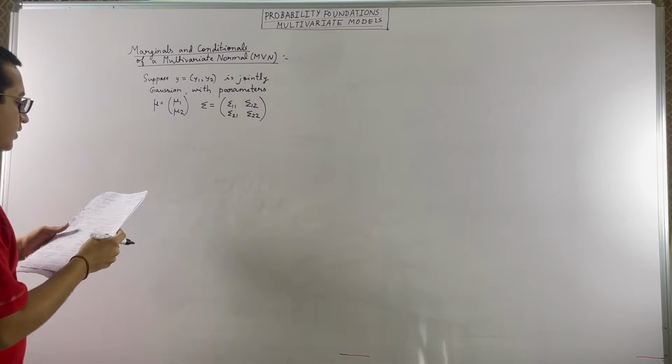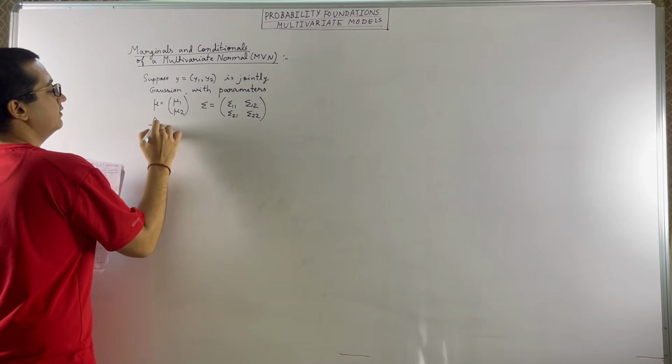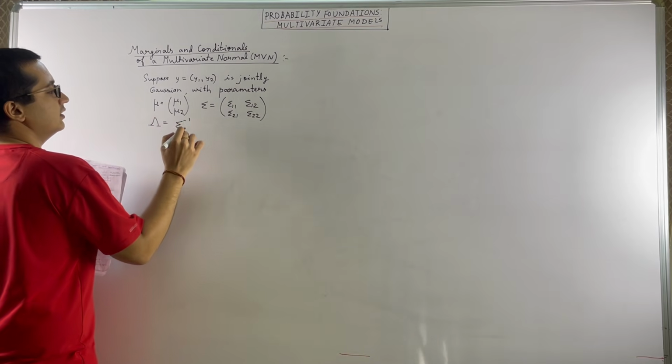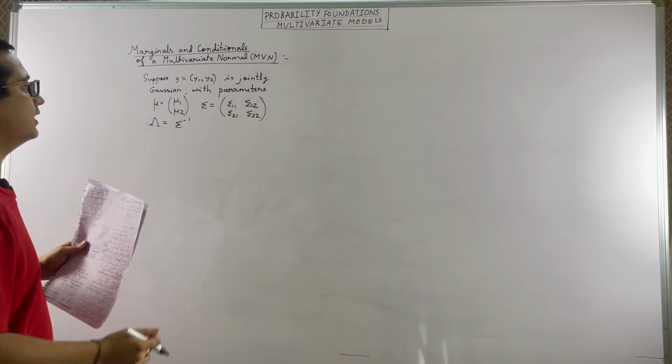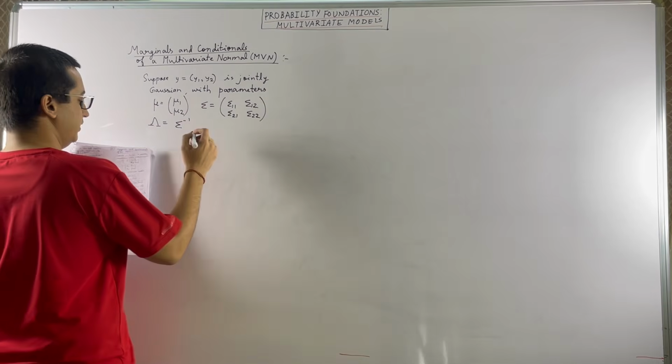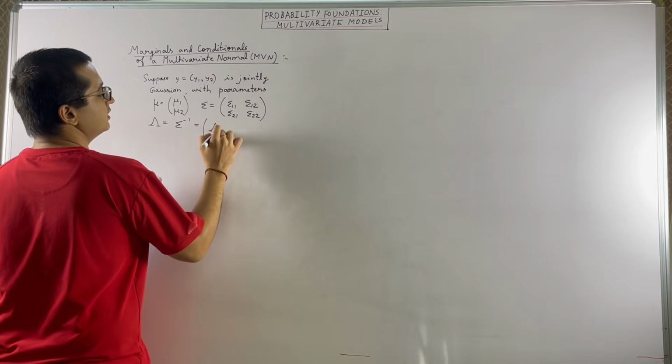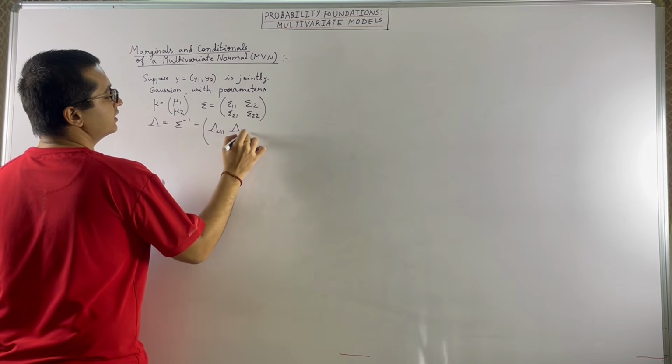If I take the inverse of the covariance, what do I get? The precision matrix. This is the notation for the precision matrix.